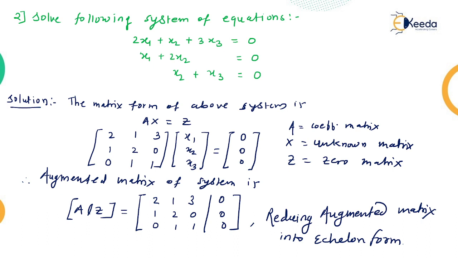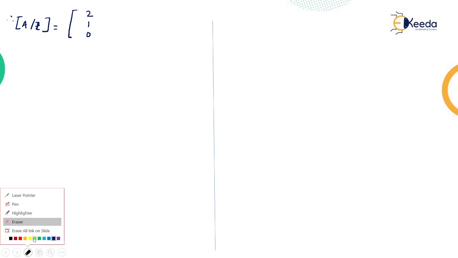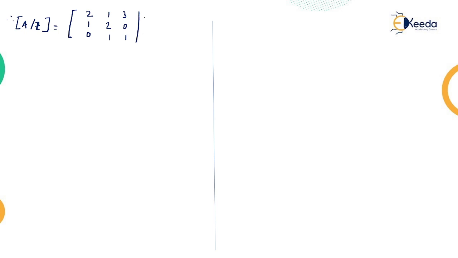Now I am writing the augmented matrix once again. The augmented matrix is simply [A|Z], where Z is the null matrix, the combination of matrix A and Z. Here the first row is 2 1 3 | 0, the second row is 1 2 0 | 0, because the x3 term is absent, and the third row is 0 1 1 | 0. The columns are 2 1 0, then 1 2 1, then 3 0 1, and the zero column 0 0 0.